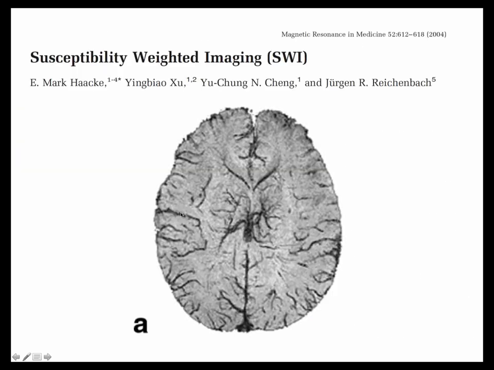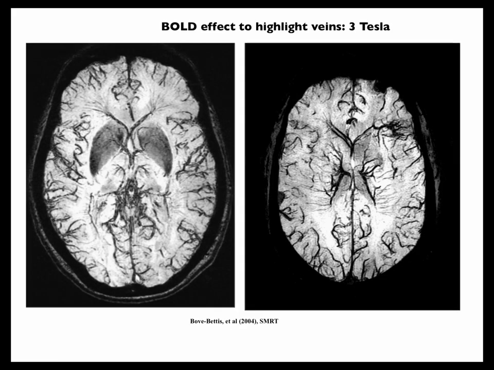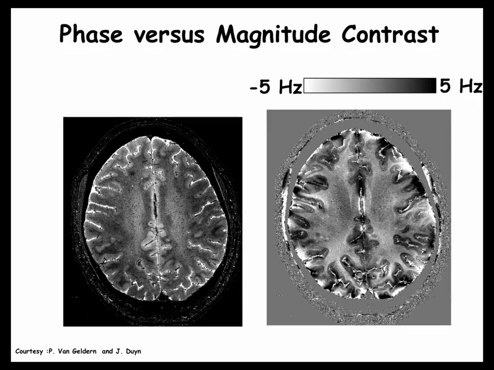And Mark Haacke pioneered this technique. He was one of the pioneers of this technique. Here is an early paper showing what he coined susceptibility weighted imaging. This is some work by David Norris, also a reverse contrast showing the vasculature. And this is some work from our group. Also, Jeff Dunn's group has been pioneering susceptibility contrast as well.